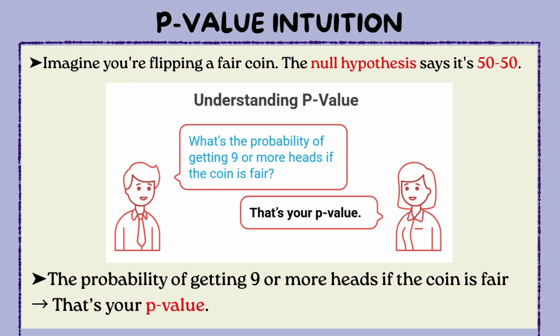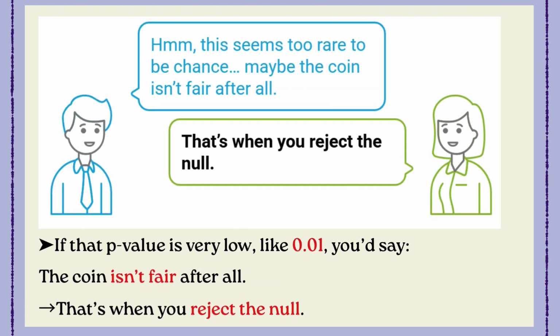Imagine you're flipping a fair coin. The null hypothesis says it's 50-50. You flip 10 times and get 9 heads. You calculate, what's the probability of getting 9 or more heads if the coin is fair? That's your p-value. If that p-value is very low, like 0.01, you'd say, this seems too rare to be chance. Maybe the coin isn't fair after all. That's when you reject the null. A p-value is not the probability that H0 is true. It's the probability of seeing this data if H0 is true.